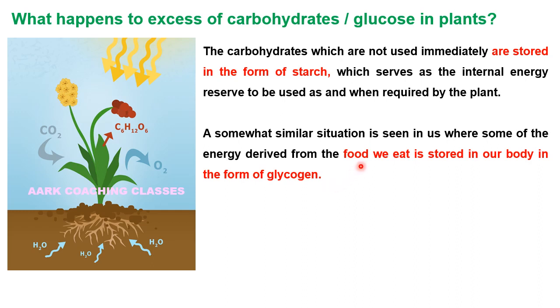So whatever excess energy derived from the food we eat is stored in our body in the form of glycogen. So whenever there is scarcity of glucose in our body, or whenever somebody is fasting, this glycogen is broken down again to glucose, and this glucose can be utilized as source of energy. In case of plants, starch. So starch and glycogen, you can relate them to each other. So starch is what in plants and glycogen in animals. Okay, all right.